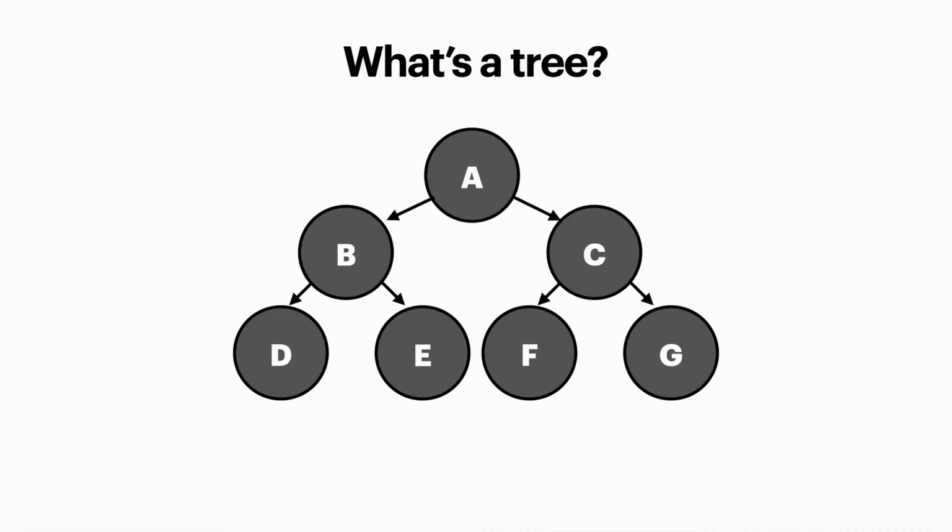And each of those nodes has pointers to other nodes. A, for example, has a pointer to B and C. So B and C are the children of A. And in this tree, every node has at most 2 children. So this is a binary tree.